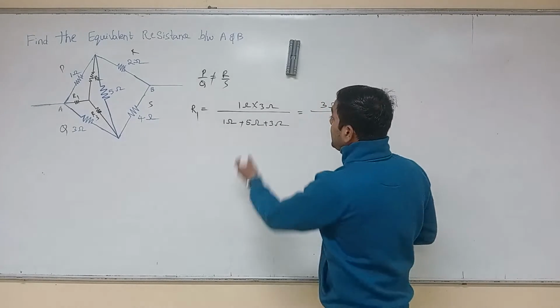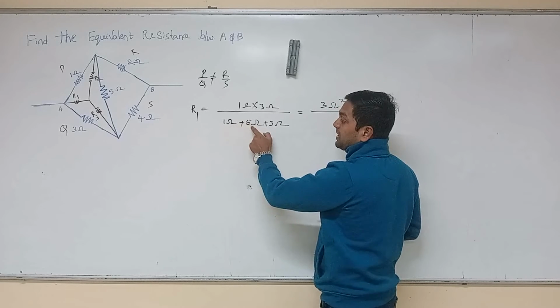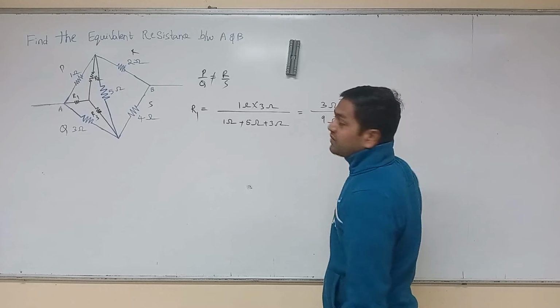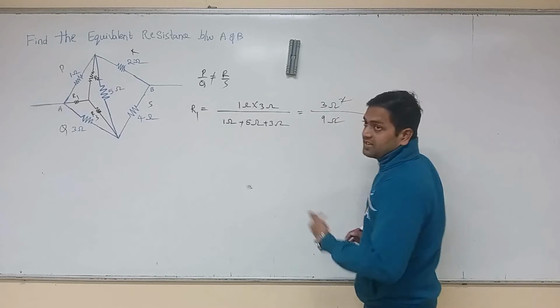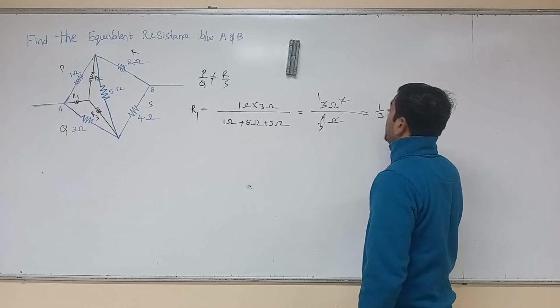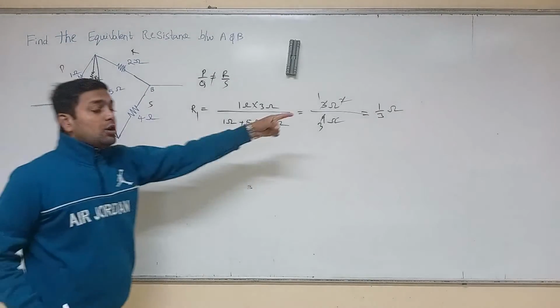So then here what happens? Here we are going to get 1 plus 3 plus 5, that is equal to 9 ohms. So ohms and ohms will get cancelled out, and this will be equal to 1 by 3 ohms. So here the value of R1 is equal to 1 by 3.